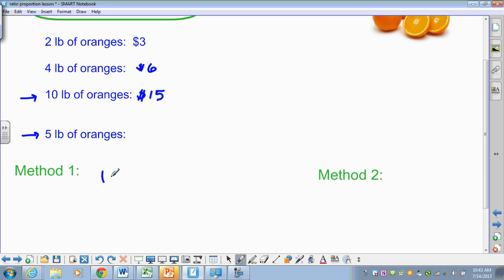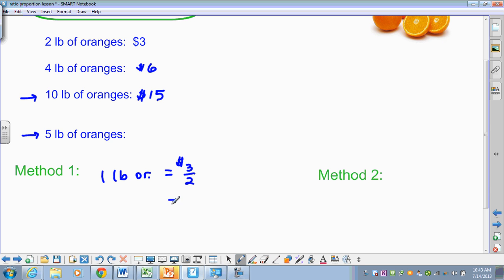first we're going to figure out, okay, what is 1 pound of oranges equal to how many dollars? So if 2 pounds is $3, 1 pound basically is going to be half of that amount, right? So divide 3 by 2. So you have 3 over 2. And in decimal language, that would be $1.5. So the price of 1 pound of oranges is $1.50.